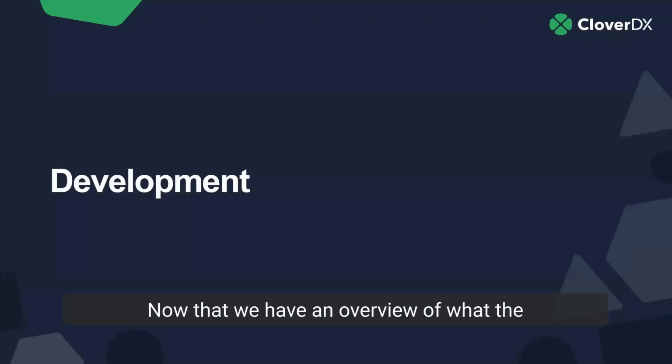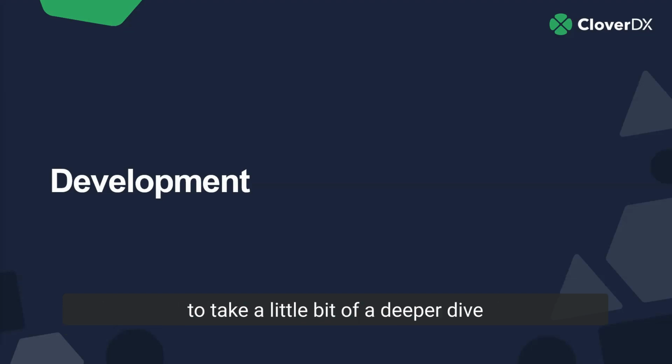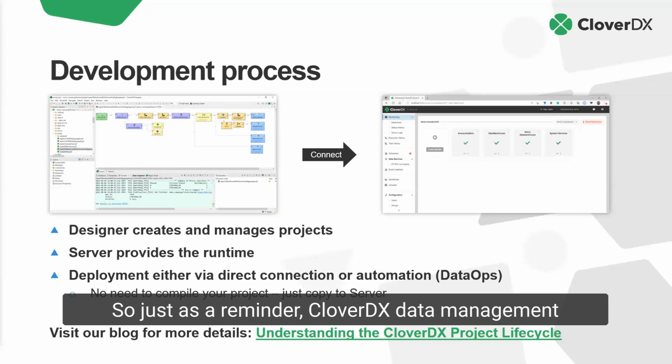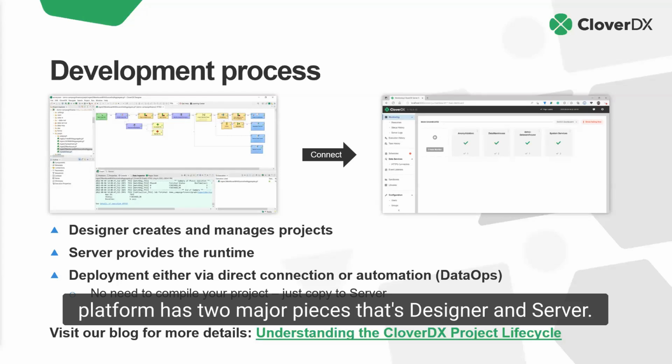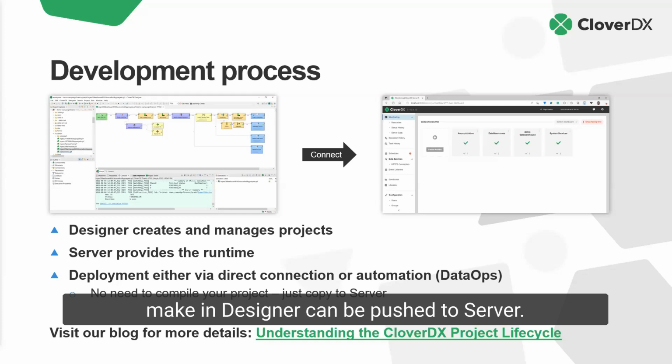Now that we have an overview of what the life cycle looks like from development to production, I wanted to take a little bit of a deeper dive into the production side of things. So just as a reminder, CloverDX data management platform has two major pieces. That's Designer and Server. They work well together so that any changes you make in Designer can be pushed to Server. But how you push it into Server is completely up to you.